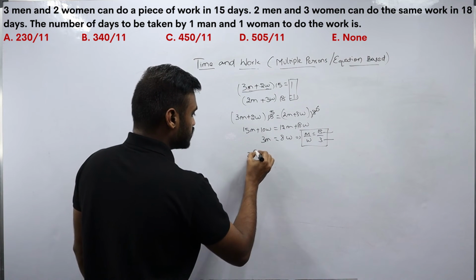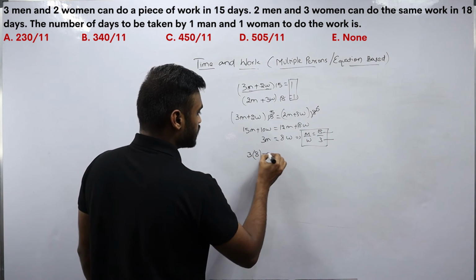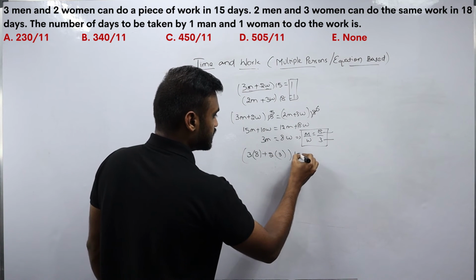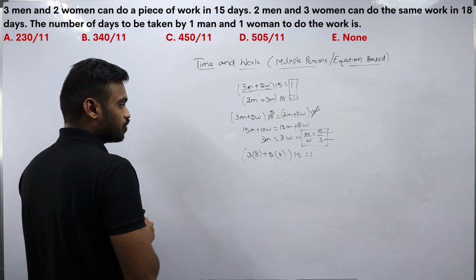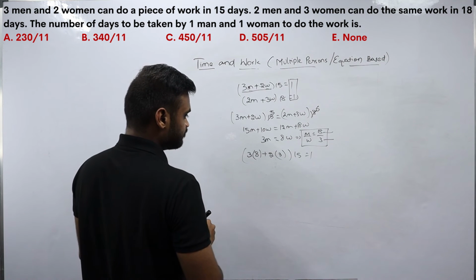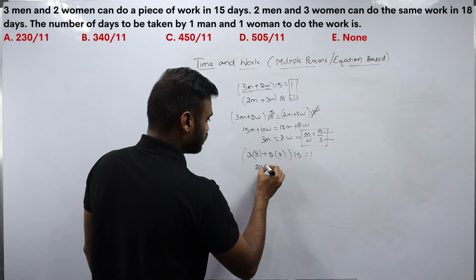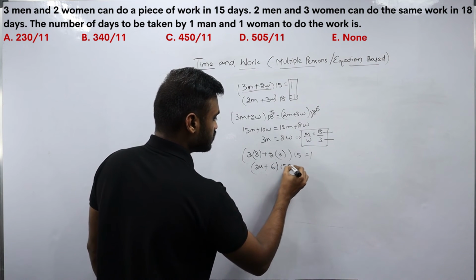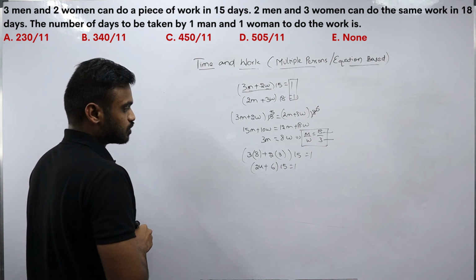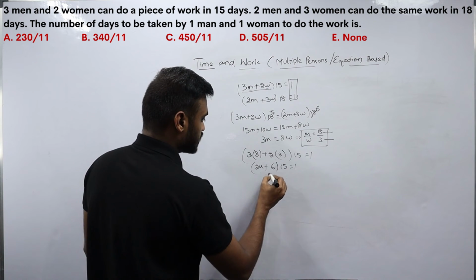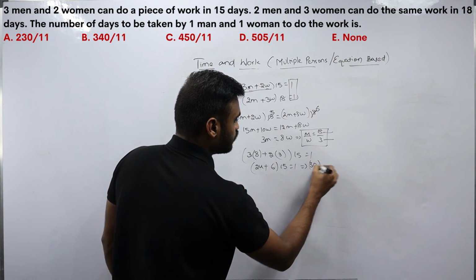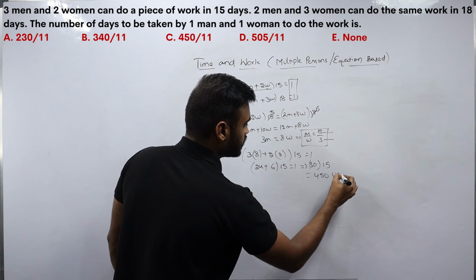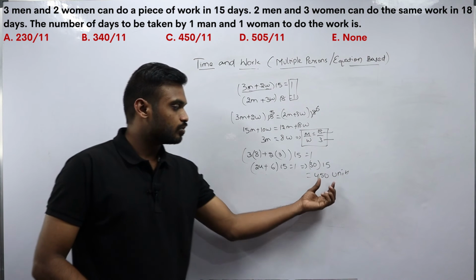So I will get 3 of men is 8, plus 2 of women is 3, into 15 days to complete the one part of work. Now 3 into 8 will be 24 plus 2 into 3 will be 6, into 15. So the total amount of work to be done is 24 plus 6, that is 30 into 15. 30 into 15, that is 450 units. So this is the total amount of work to be done.